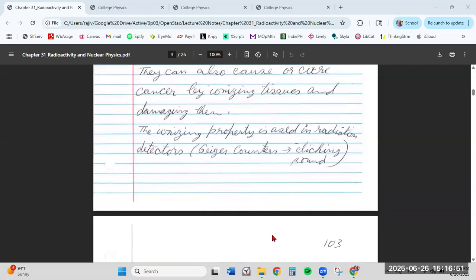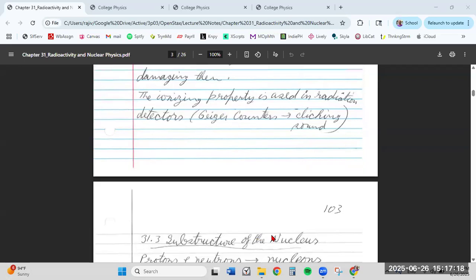The ionizing property of these radiations is used to detect nuclear radiation. The most common type of radiation detector is called the Geiger counter, which you might have seen in movies and stuff. It has a very typical clicking sound, and it's used to detect nuclear radiation.